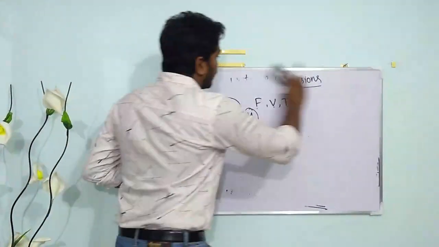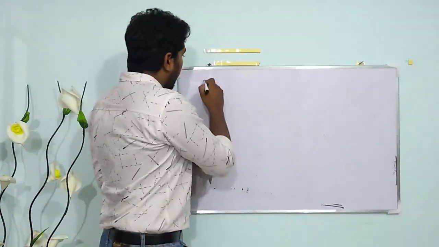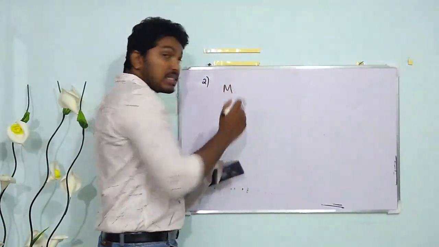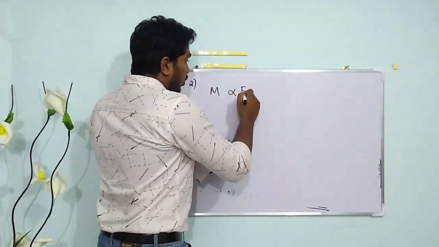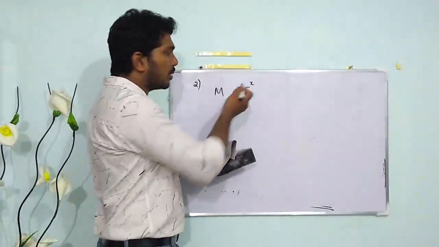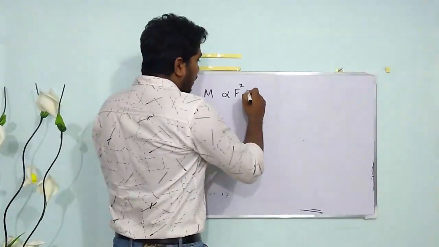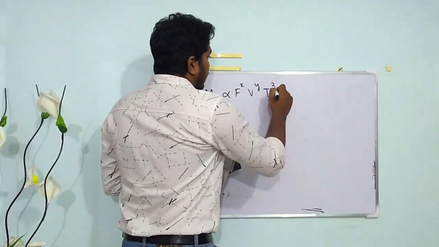Alright, so in the question it is told that the mass M depends on the force. So I'm putting a power. We don't know what the power is, so I'm putting the power as x. Velocity, putting the power as y. And time, putting the power as z.